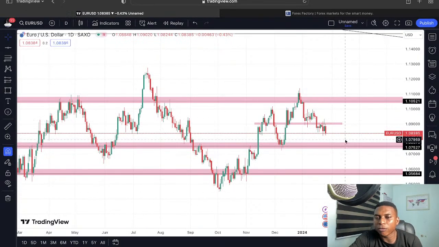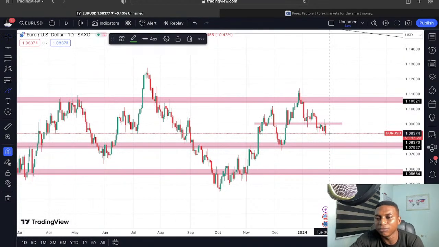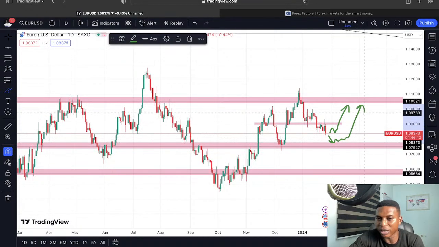Now what I expect of price to do at this level, number one, if price holds strong at this level, there might be a little consolidation, okay, and then a push up in price. If price does not hold strong at this level and it falls to this level, there might be a consolidation at this level and a further push up in price.